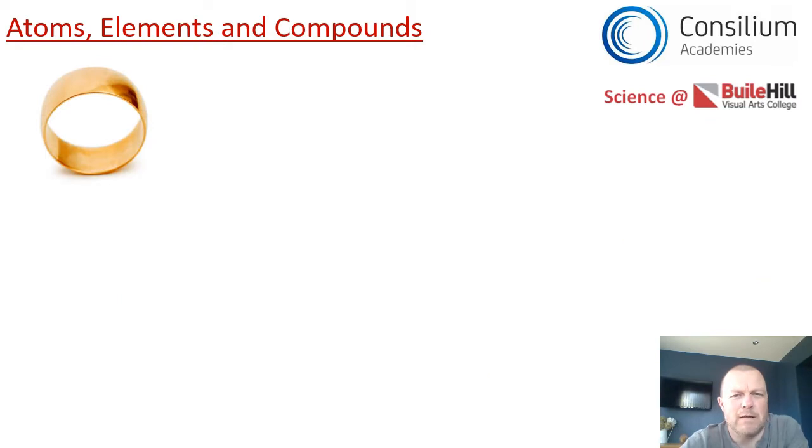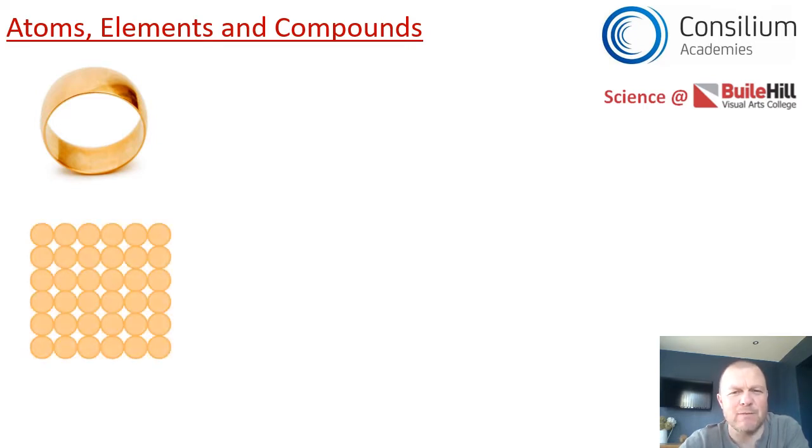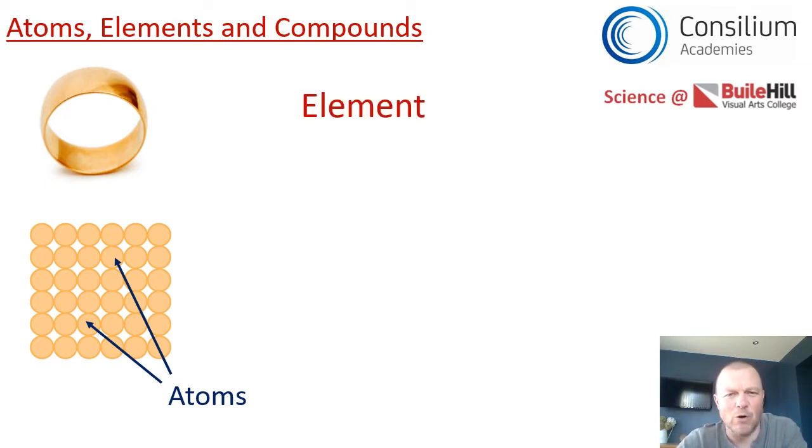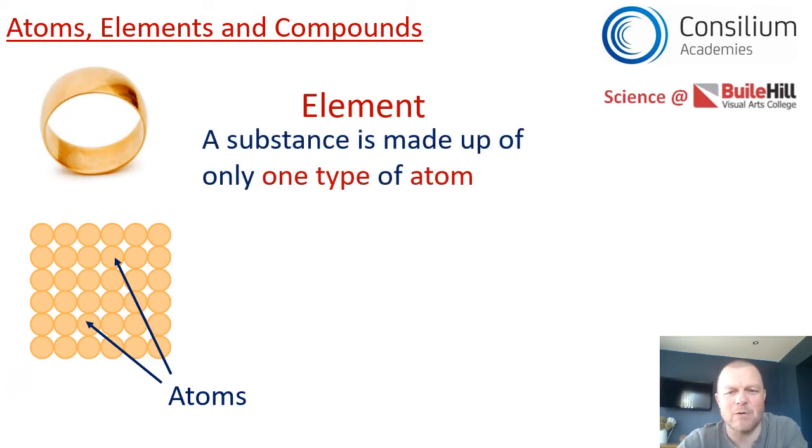So the picture we've got on the screen at the moment is a picture of a gold ring. Now if we were to zoom in so that we could see the atoms that make up that gold ring, we'd see a picture that looks very similar to that. And each one of those circles, each one of those particles, is an individual gold atom. Now this tells me that gold is an element, and the reason that gold is an element is because it's actually only made up of one type of atom. If you look at the diagram again, the atoms are the same size and they're the same colour. So that quite clearly shows me that they are the same atom. So therefore gold is an element.